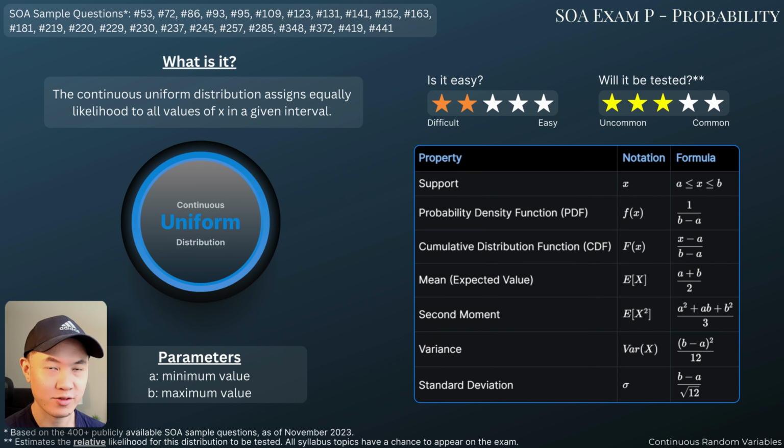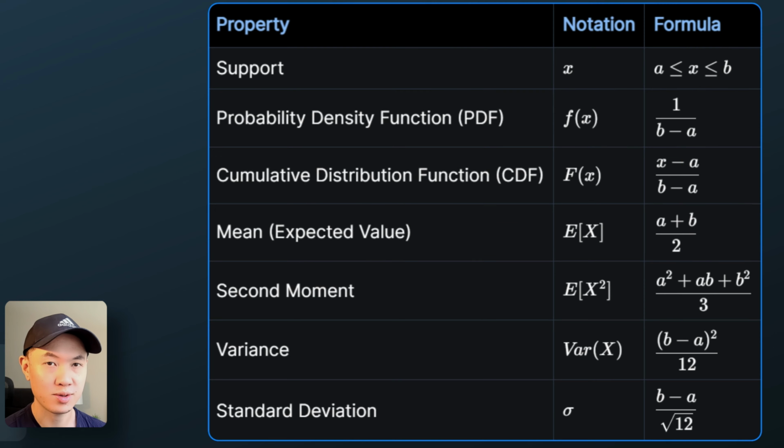We can then apply the formulas we covered earlier in this video to calculate the CDF, the expected value, the second moment, the variance, and the standard deviation. If you do that, you'll get the results that you see on screen here. Is it easy? Relative to the other continuous distributions, this is probably the easiest one, but overall the continuous distributions are probably going to be more challenging than the discrete distributions just because you're working with calculus.